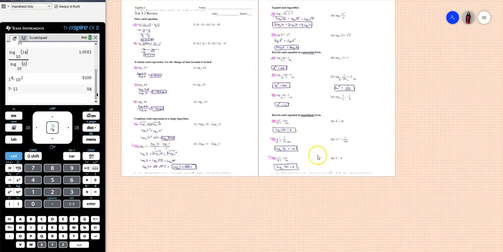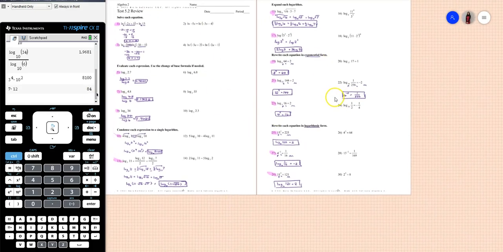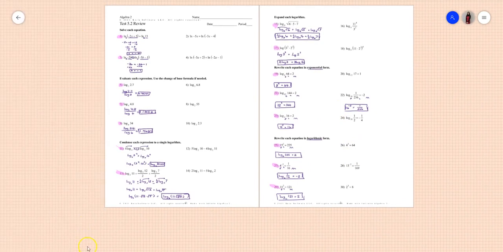So these are the odds for the test review. You are responsible for the evens to make sure that you get this completed and then turned in on Canvas, and then tomorrow will be your test on Canvas as well.